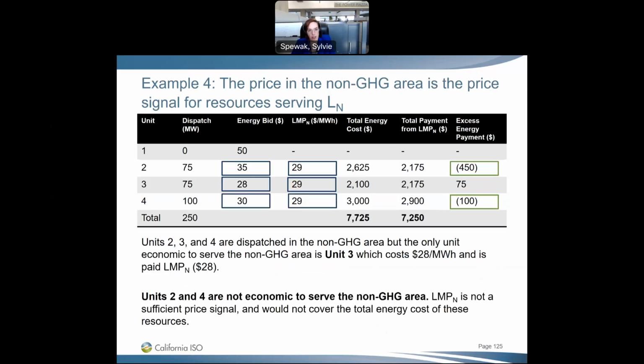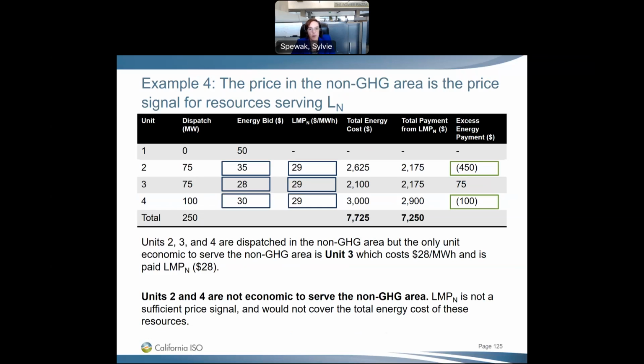In the non-GHG area, the only resource that we're dispatching up to actually serve the non-GHG area is Unit 3. So let's compare the energy bid 28 to the LMP 29. If we had more of Unit 3, that would be able to reduce the total system costs. So this is an efficient price signal for that resource. And load in the non-GHG area is willing to pay a little bit more for it to make sure that it gets to keep that marginal unit instead of the GHG area. So this resource receives an excess energy payment of $75.